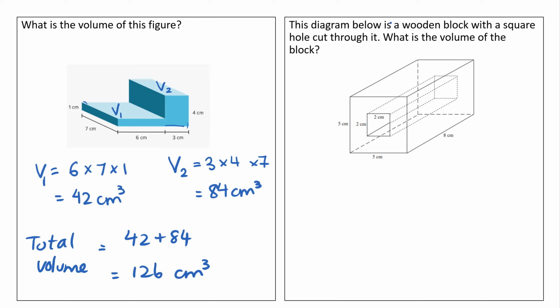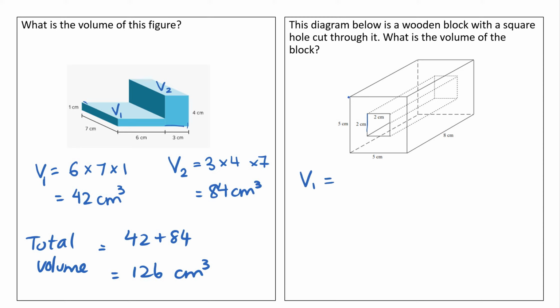Okay, so in this example here, we've got a wooden block that has a square hole cut through it. So this little hole here, that's the hole, and it goes all the way through. So we want to know what the volume of the block is. So to work this out, what we'll have to do is first find the volume of the big block of wood as if it didn't have a hole cut in it.